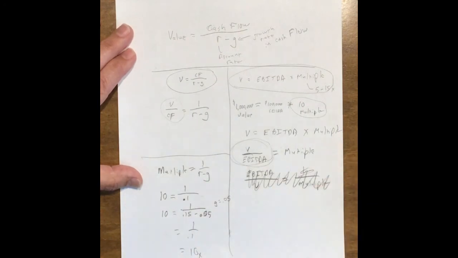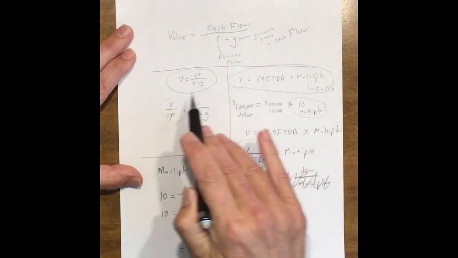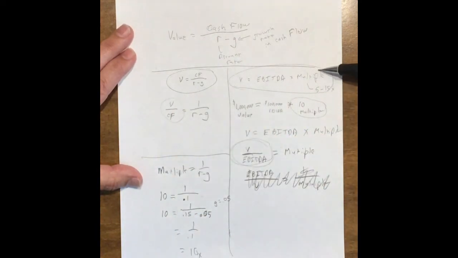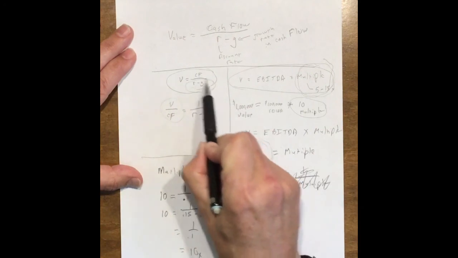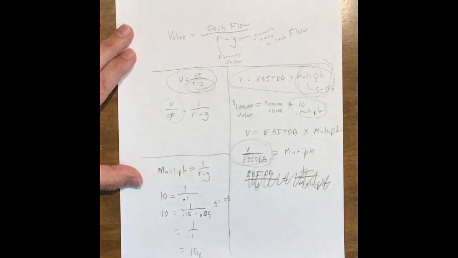So that's just, I think, a fun little exercise to show that there is an implied relationship between a cash flow or EBITDA multiple and R minus G if you're using the perpetuity growth formula. Okay, that's all.